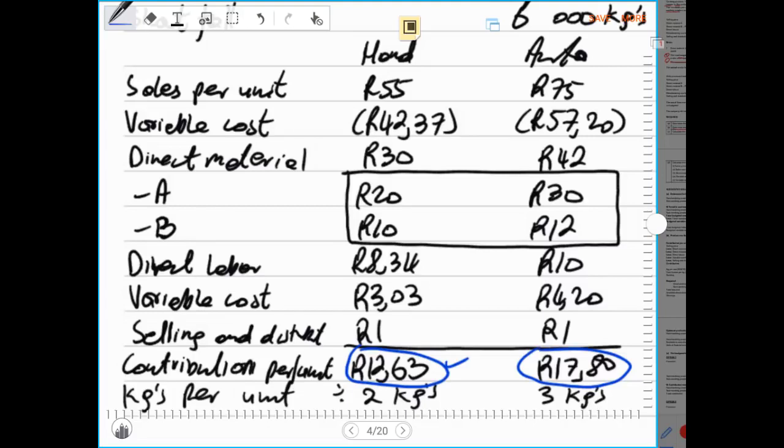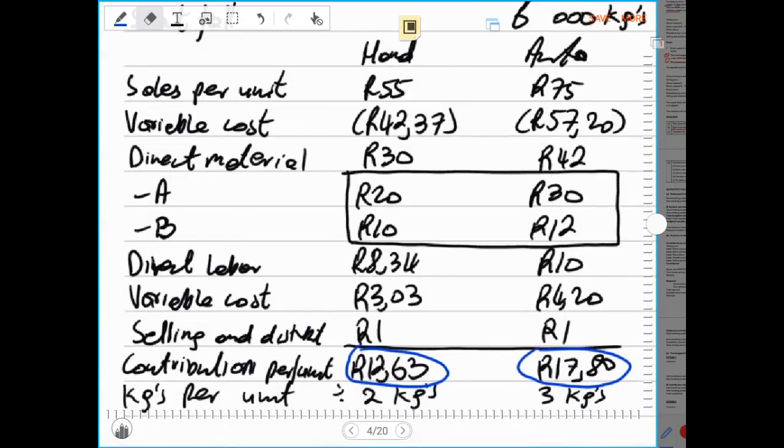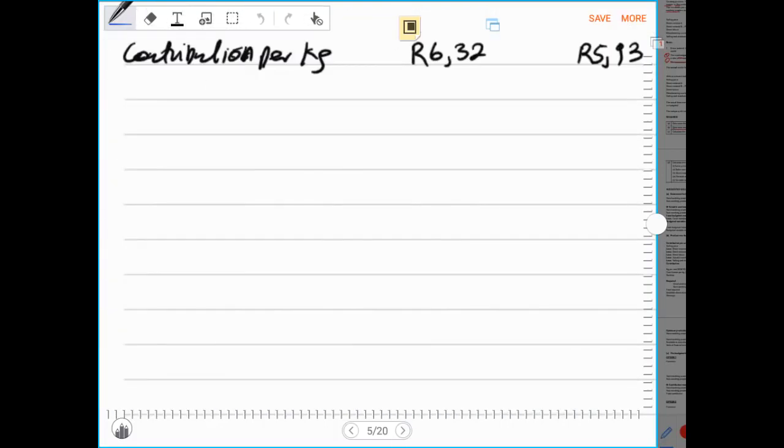So from that perspective, one can conclude that the auto washing powder product is making more contribution, therefore it must be ranked first. But we are not ranking based on the contribution per unit, because units in this case is not the limiting factor, but the limiting factor is the material. After we have divided by the limiting factor, which is 3 kgs of material per unit and 2 kgs of material per unit, we realize that no.